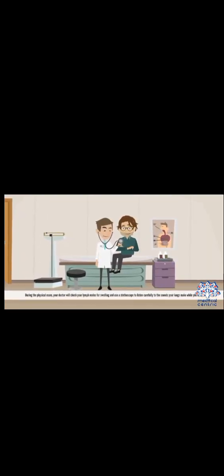Signs and symptoms. A cough that lasts more than 3 weeks. Chest pain. Coughing up blood. Feeling tired all the time. Night sweats. Chills. Fever. Loss of appetite. Weight loss.